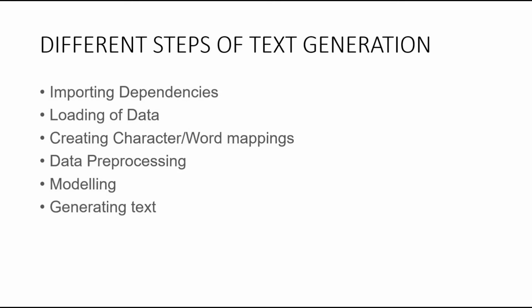What are the different steps of text generation? That is importing dependencies, loading the data, creating character word mappings, data pre-processing, modeling, and generating the text.